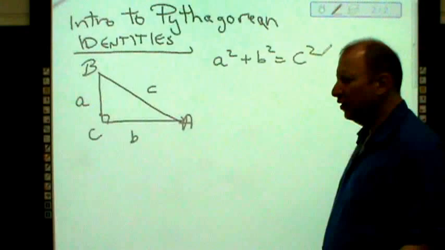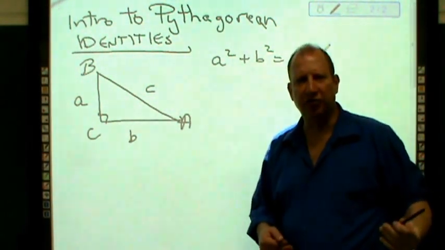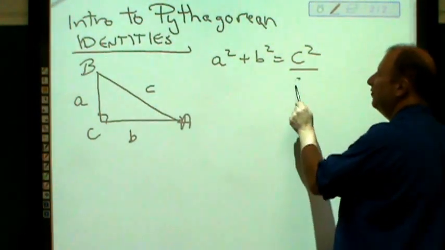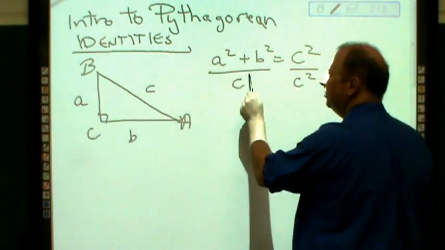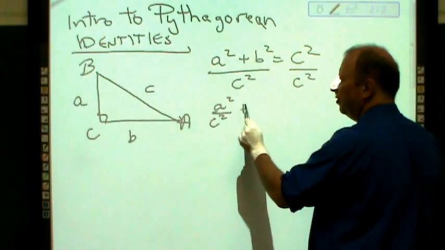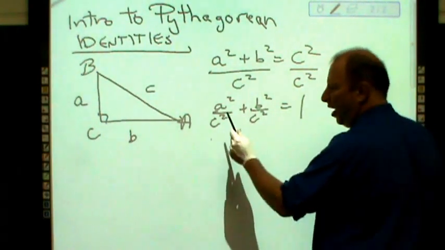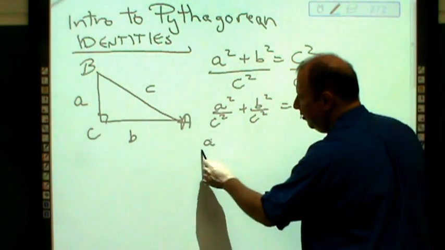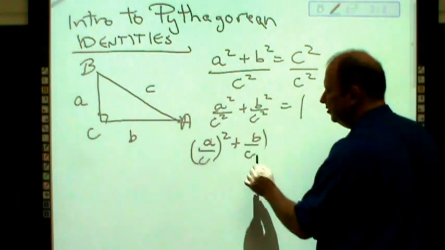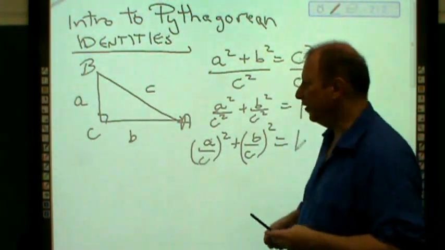The Pythagorean theorem. Well, let's work with the rules in algebra. Whatever you do to one side of the equation, you have to do to the other side of the equation. So if I divide both sides by c squared, let's look at what I'm left with: a squared over c squared plus b squared over c squared is equal to 1. And if I can work this out, I can say (a over c) squared plus (b over c) squared is equal to 1.